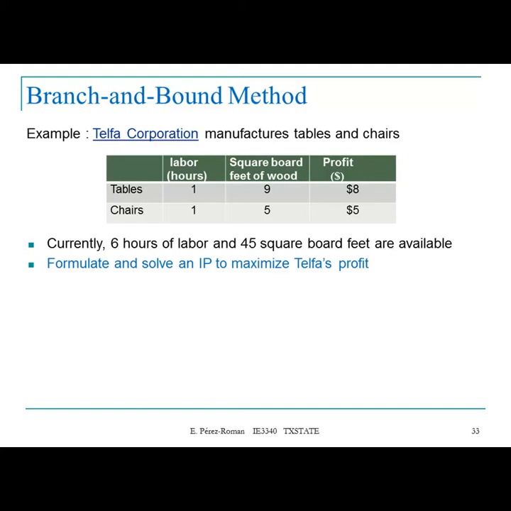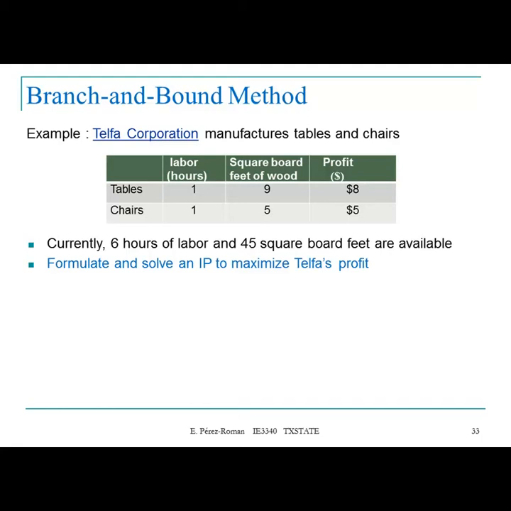So let's look at this example. It's called the Telfar Corporation, manufacturers of tables and chairs. You have the conditions for manufacturing tables. You have the number of labor hours for tables and chairs. Both have a 1 hour labor requirement. You have some requirements in terms of the materials, so this is the square board feet of wood. And here you have the profit that you're going to make. More material will give you more profit. Less material will give you less profit.